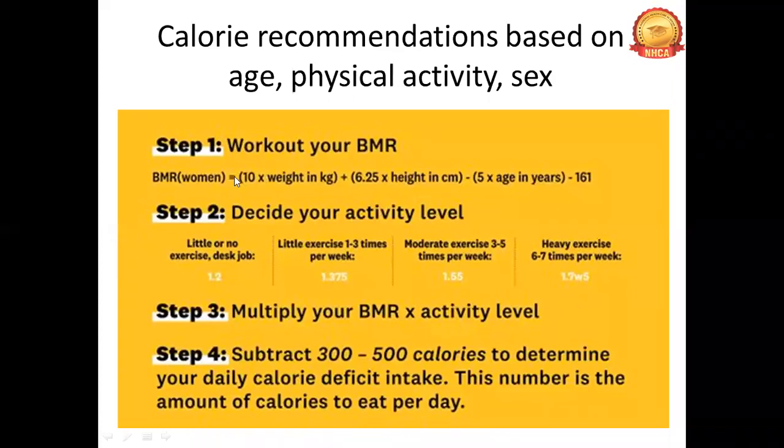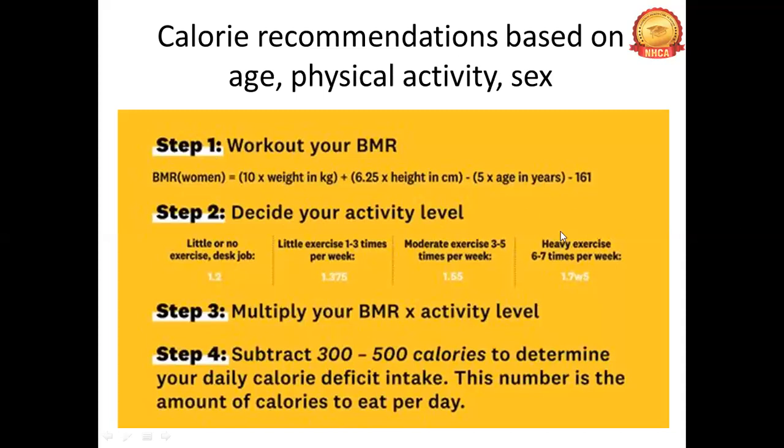Rest everything is the same: 10 multiplied by weight in kg, plus 6.25 into height in centimeters, minus 5 into age in years. Please follow BODMAS, that is the order of operations. Brackets stand first, then you divide, then multiply, addition, subtraction. So first of all, solve the things that are in the bracket.